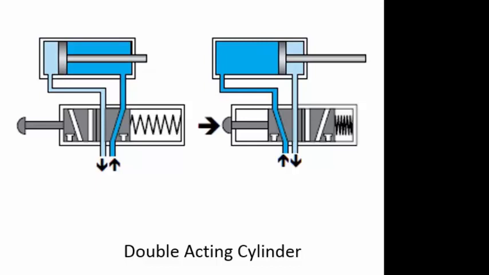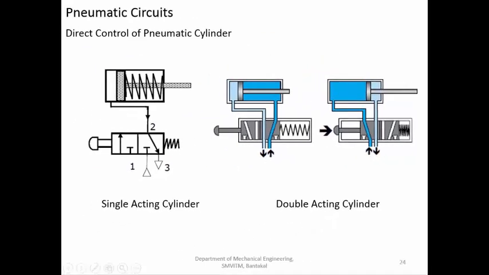So direct control means whatever the output from the compressor is there, or whatever the power supply is there, we are using a button or a valve, and output of the valve is directly connected to the cylinder or the actuator. It can be a motor also. It can be a hydraulic motor or it can be a pneumatic motor.